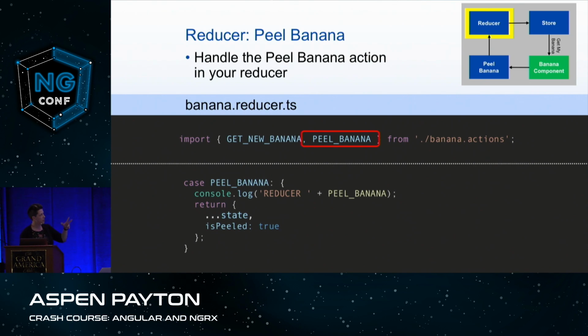So now we're jumping into the reducer section of our pattern. We're going to add the import to peel to our peel banana action, and then we're just going to add a new case statement to that overall switch that's going to handle our peel banana action.